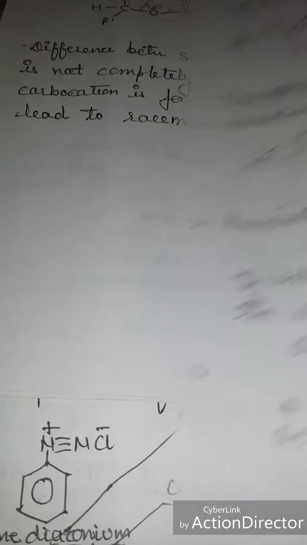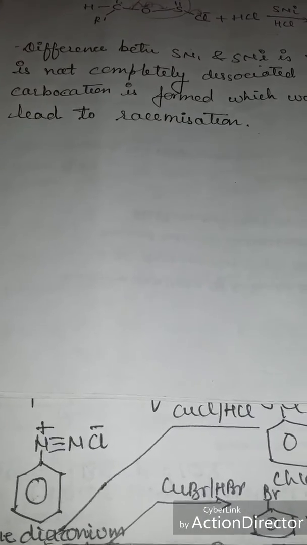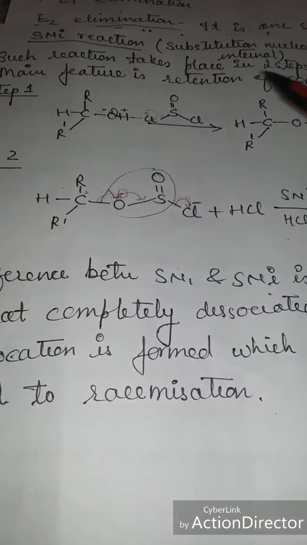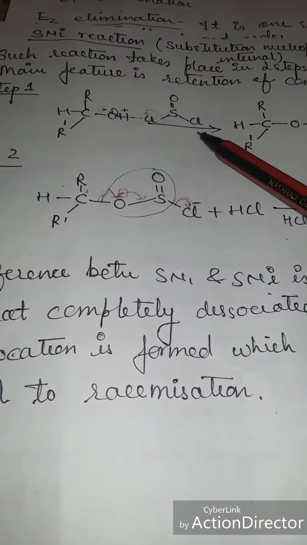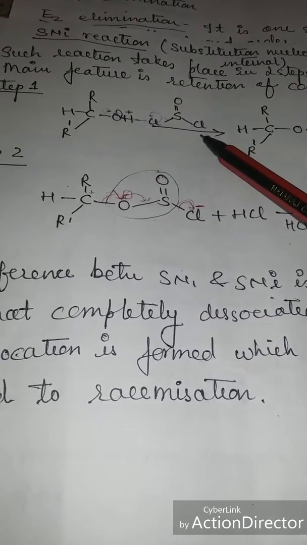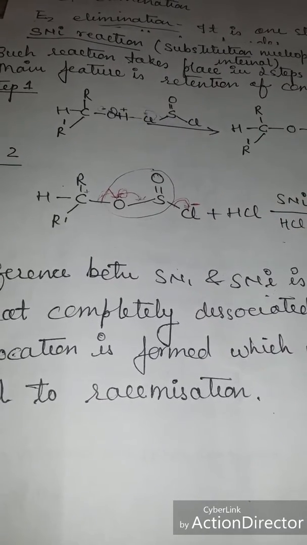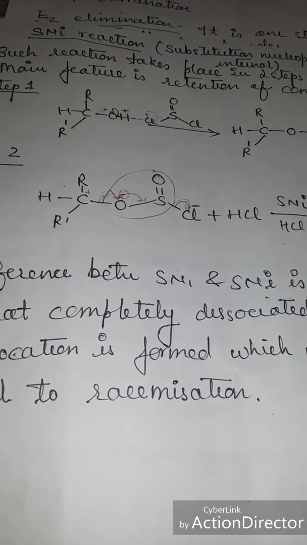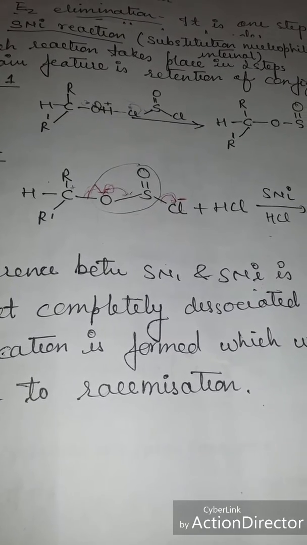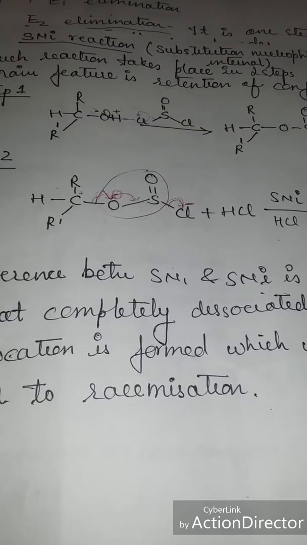Now let us talk about SNi reaction, that is nucleophilic substitution internal. Such reaction takes place in two steps, and in this case there will be retention of the configuration. It is different from SN1 because in this the ion pair is not completely dissociated, so no real carbocation will be formed, which otherwise would lead to racemization.